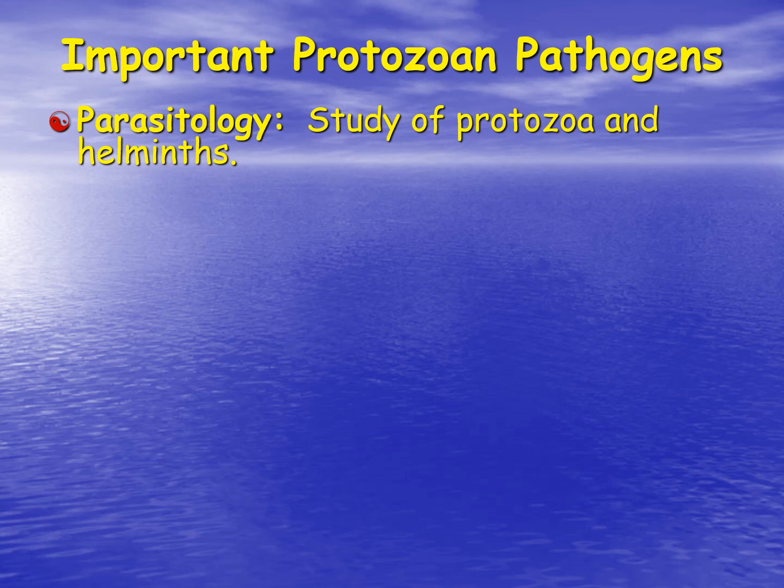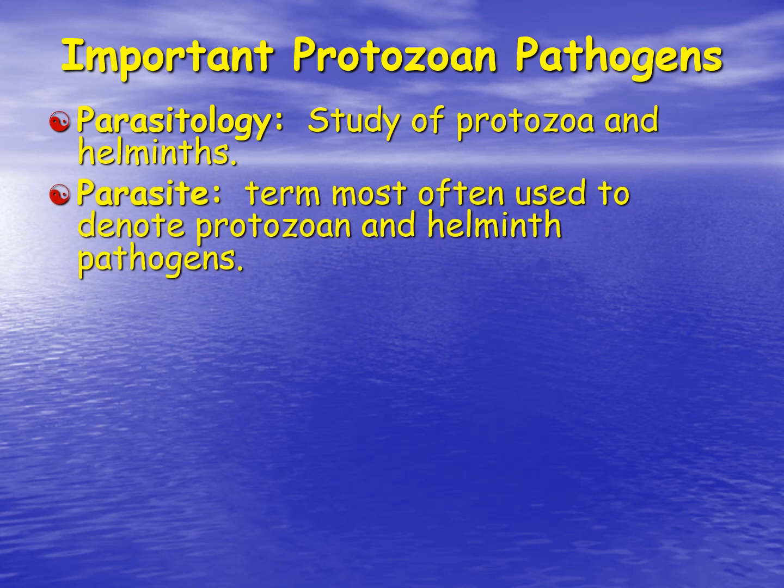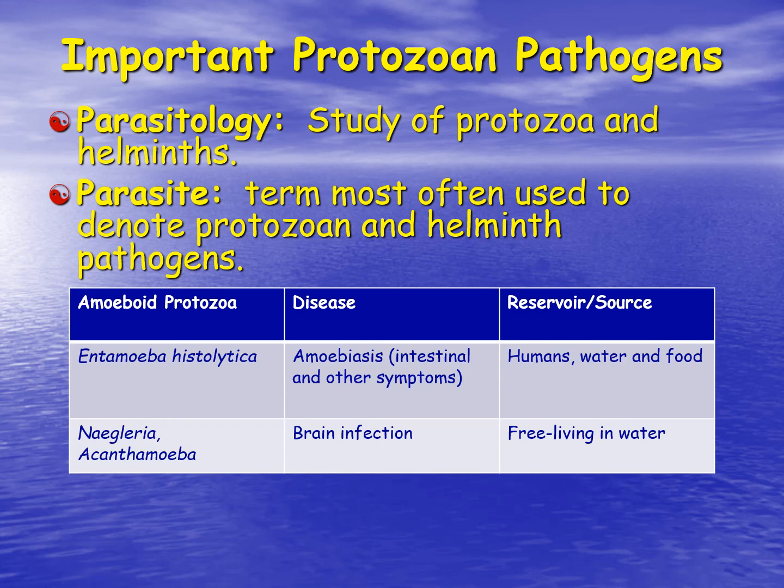So, what are some of the important protozoan parasites? Well, first of all, let me define the term parasitology. Parasitology is the study of the protozoan and the helminths, or the worms and flukes. A parasite is a term used often to denote protozoan and helminth pathogens, even though truly a parasite is anything that takes from its host without giving anything back. But here are a few of the important protozoan pathogens.